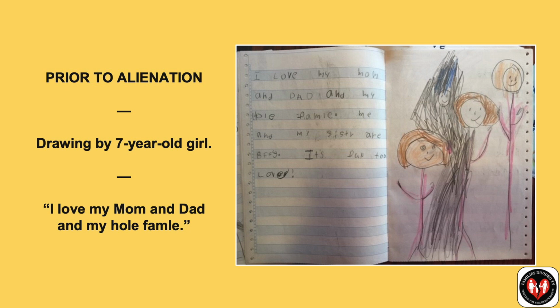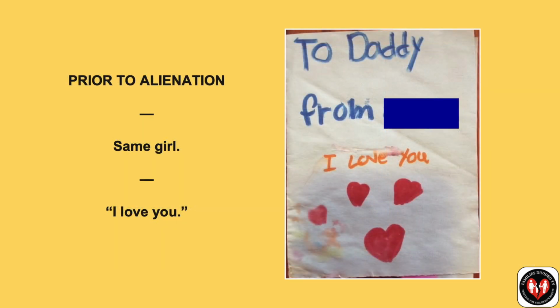So that's a happy picture. The next one is also prior to alienation, and it's also very happy. It looks like a Valentine message that says, "To Daddy from so-and-so, I love you." So these are very common. Little kids draw these Valentine messages sometimes at school, and they bring them home. So that's obviously a normal message.